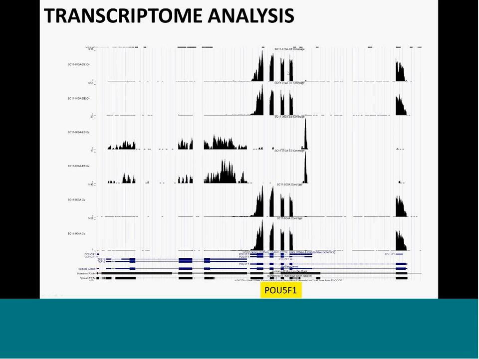Okay, so now we've got no difference in EB and definitive endoderm with respect to POU5F1 expression, and those two samples show no expression of TCF19, whereas the embryoid body samples over here show great expression of TCF19, which is adjacent to the POU5F1 locus.